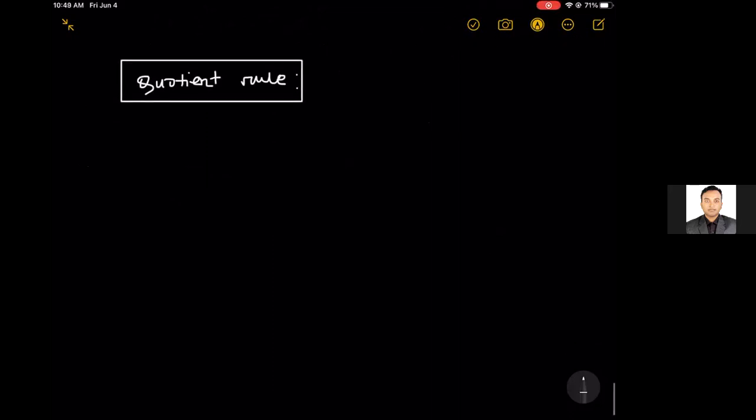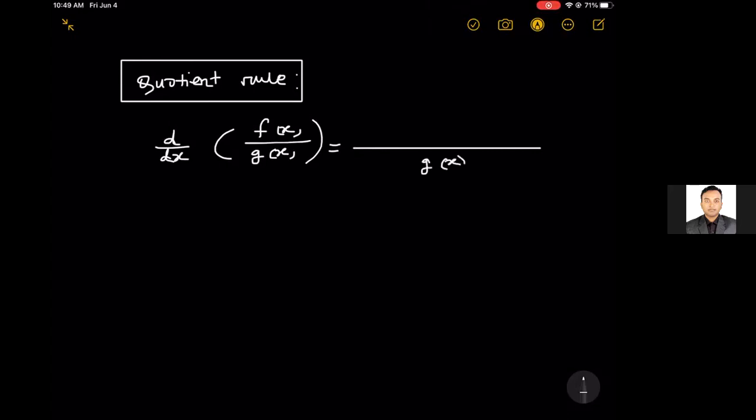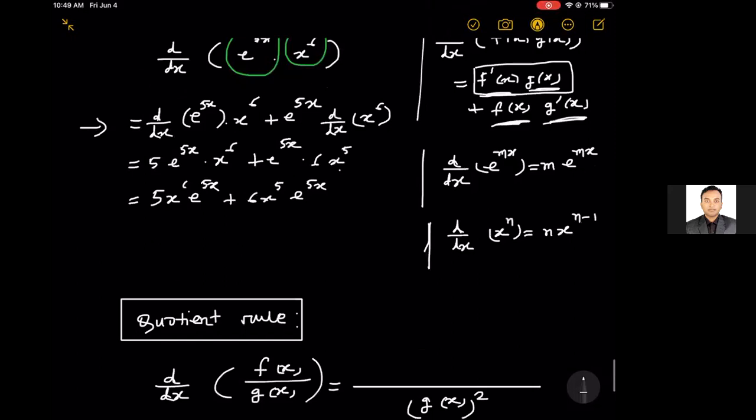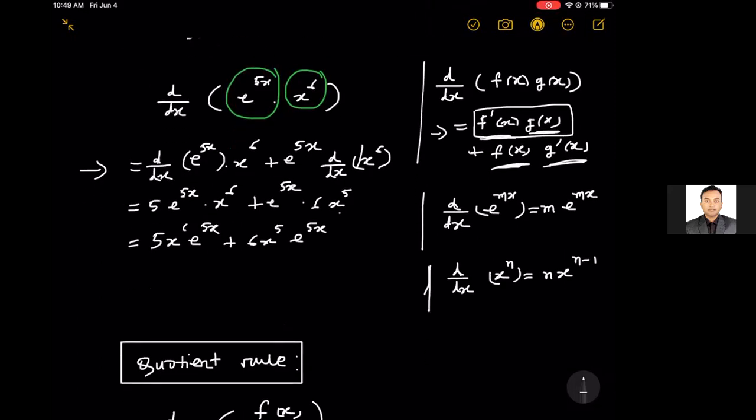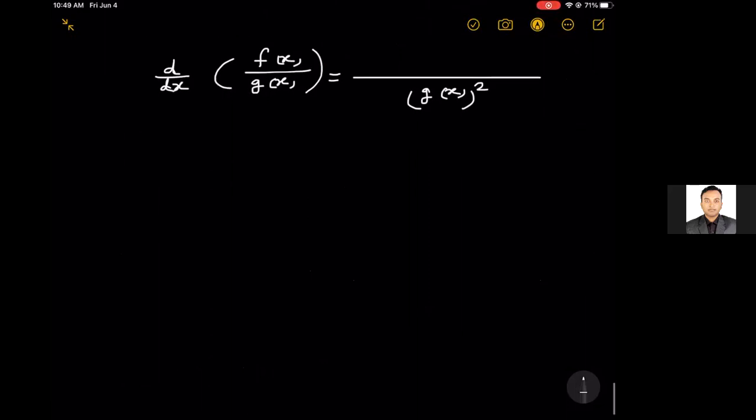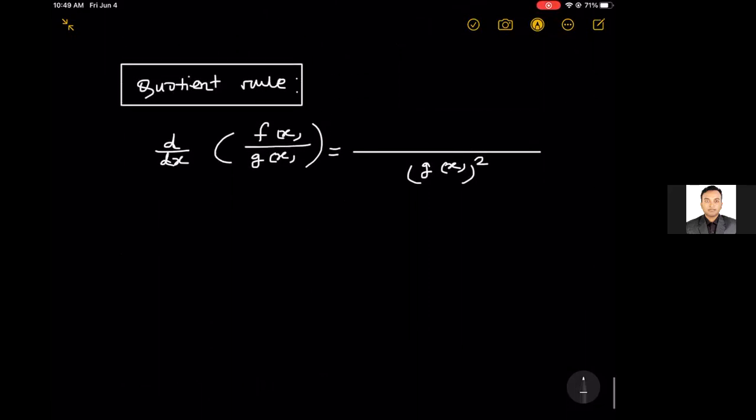The quotient rule. Now, instead of a product, we'll have the ratio of two functions, and we want to find the derivative of it. It's quite similar to the product rule, but in addition to that, we'll have a denominator. We only had one-way traffic there, but for the quotient rule, we do have the denominator.